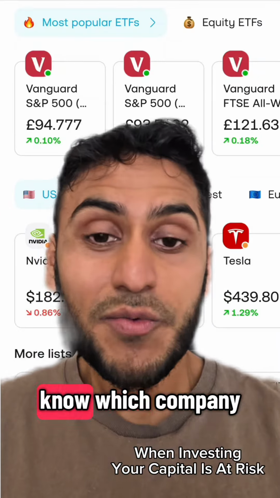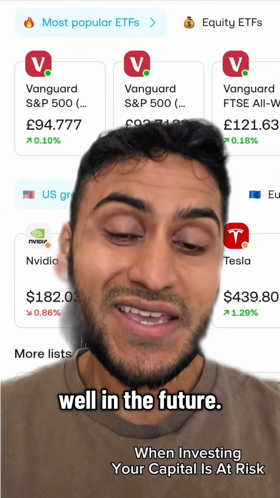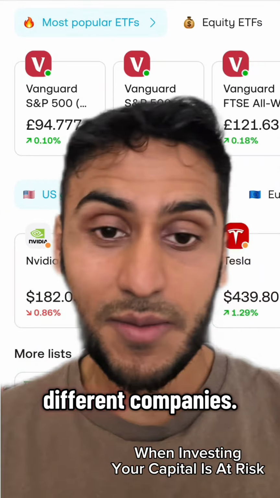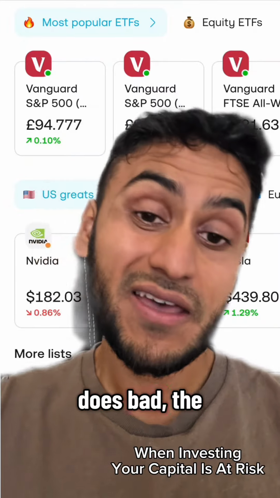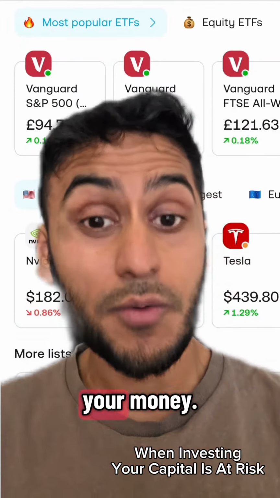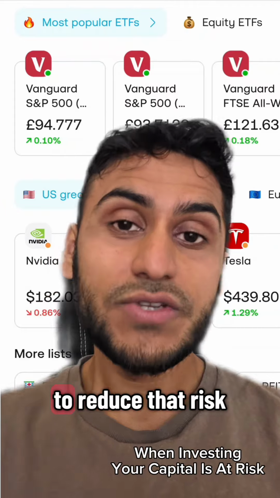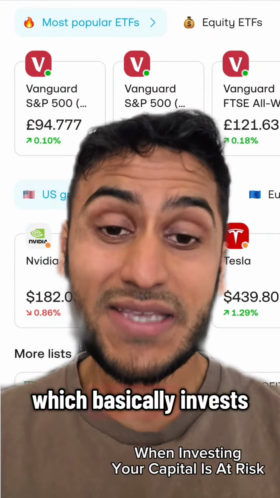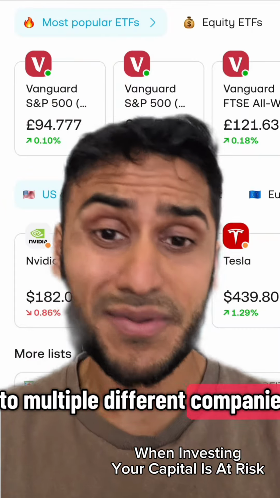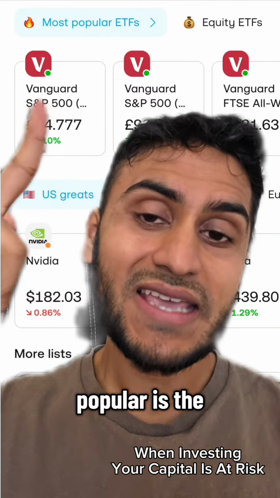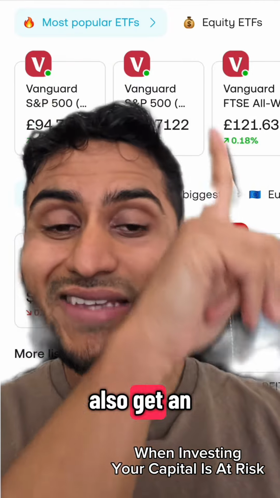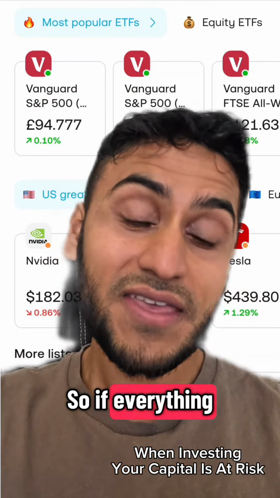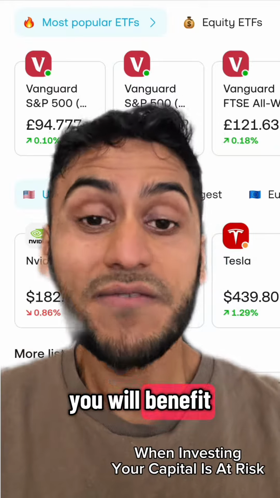Now, because we don't know which company is going to do well in the future, there is one way to reduce your risk, and that is by choosing multiple different companies, because if one does badly, the other might do well and you won't lose all of your money. Now, one of the easiest ways to reduce that risk is to invest into something called an ETF, which basically invests into multiple different companies anyway. The most popular is the S&P 500, but you can also get an ETF that invests into everything. So if everything does well in the future, you will benefit from that too.